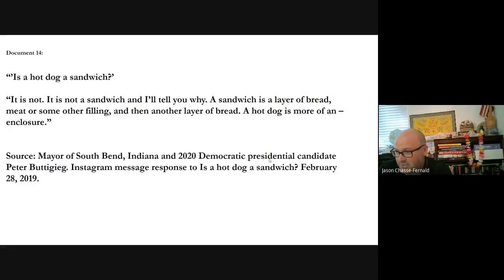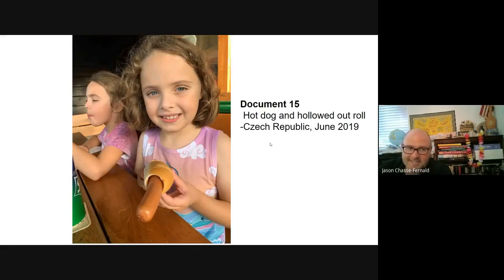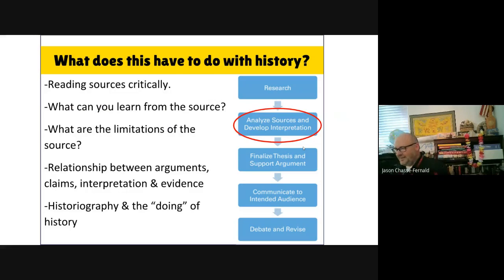Let me just show you an image. This is from when my daughters and I went on vacation. Does that mean that they were eating sushi based on the location of the starch? All right. So what are we doing here with this? We're analyzing sources. We're developing interpretations. It is a very fundamental activity that we really need to grasp.